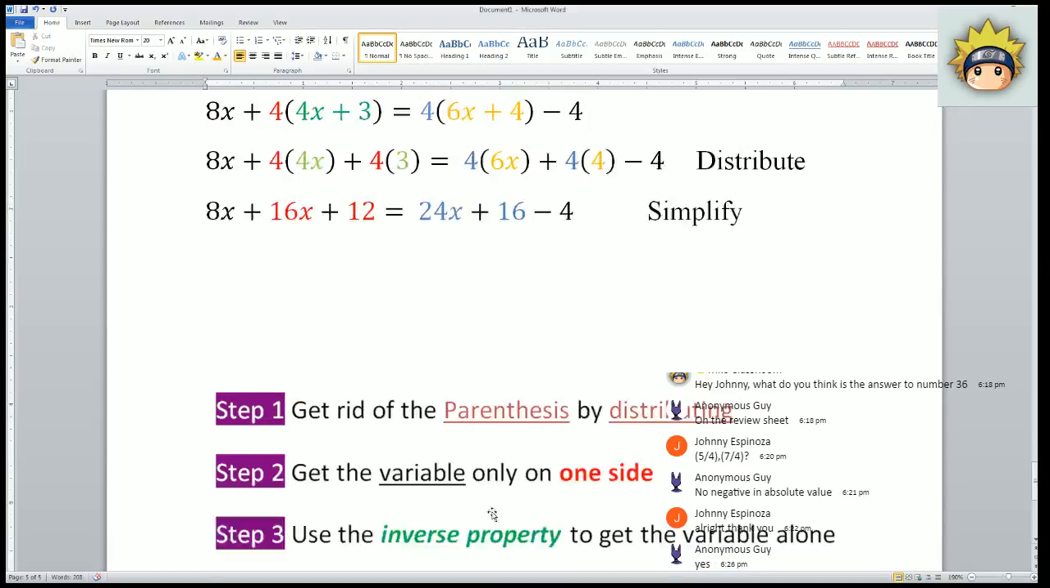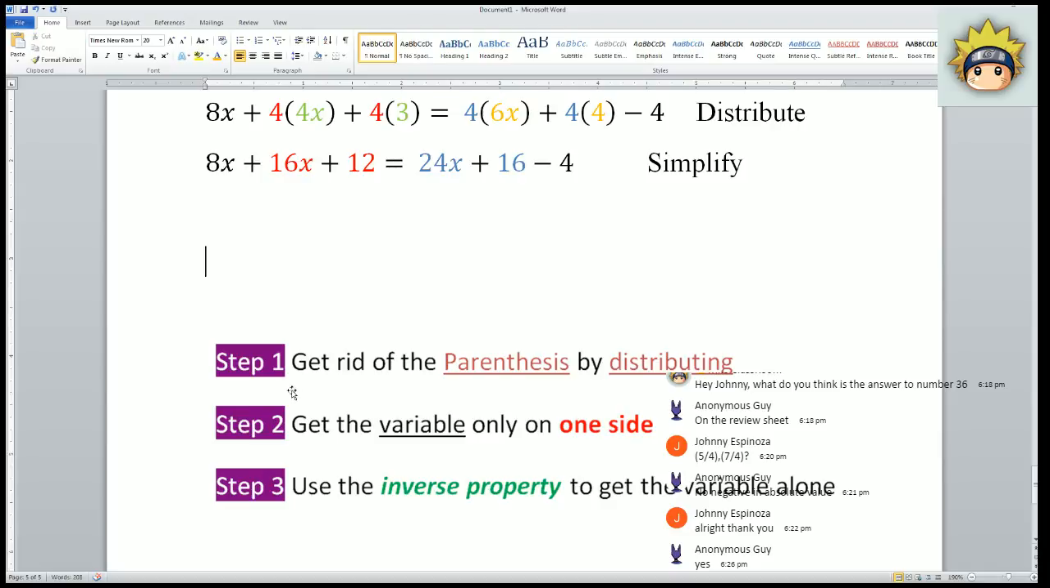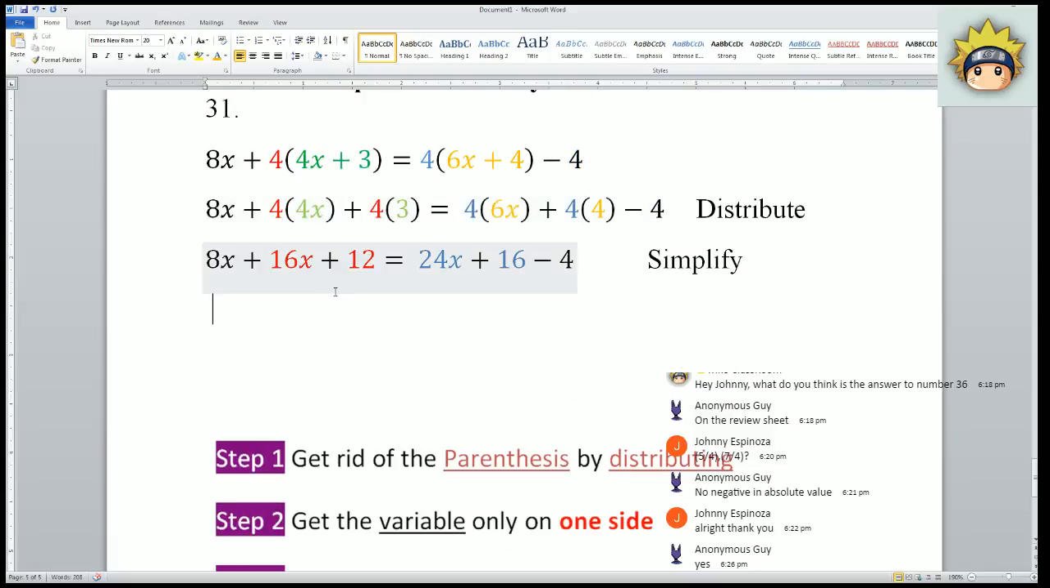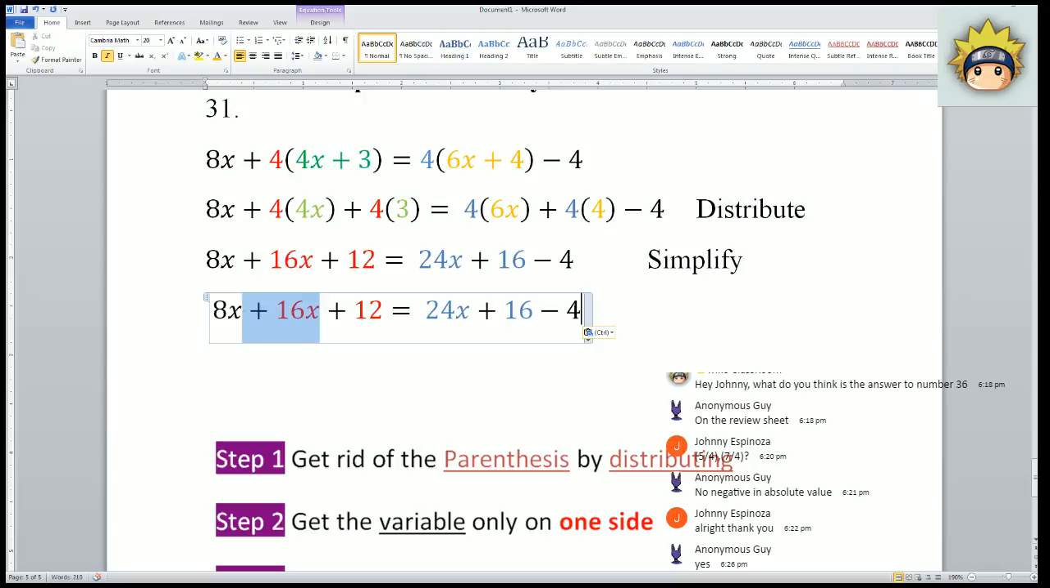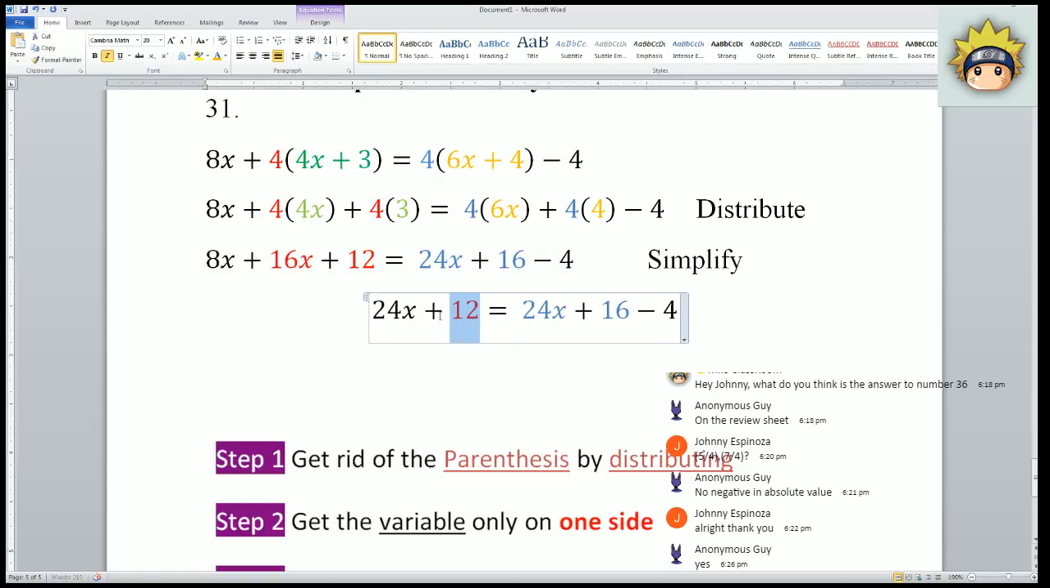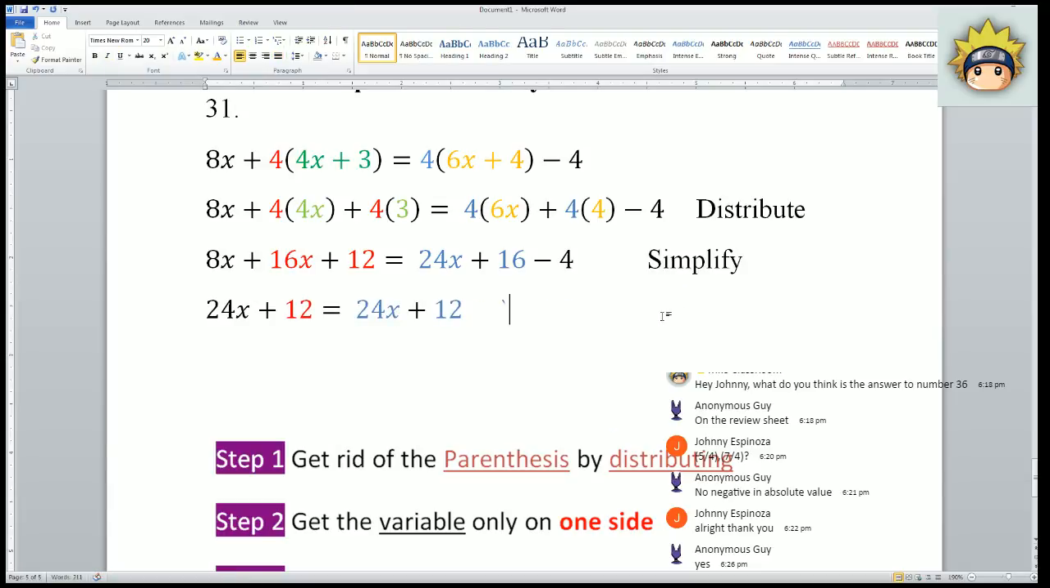So remember, there's a step 1.5 here, which is to combine like terms. Notice these two are like terms. So 8x plus 16x, these two are like terms. So that becomes 24x. Nothing happens here. On my right hand side, I notice that 16 minus 4 becomes 12. This is my combined like terms.